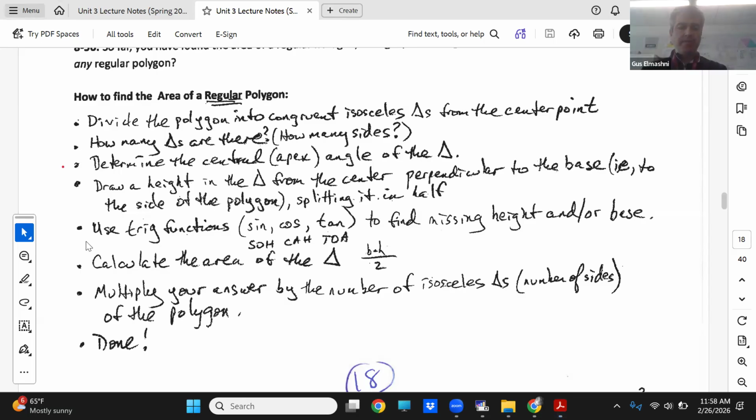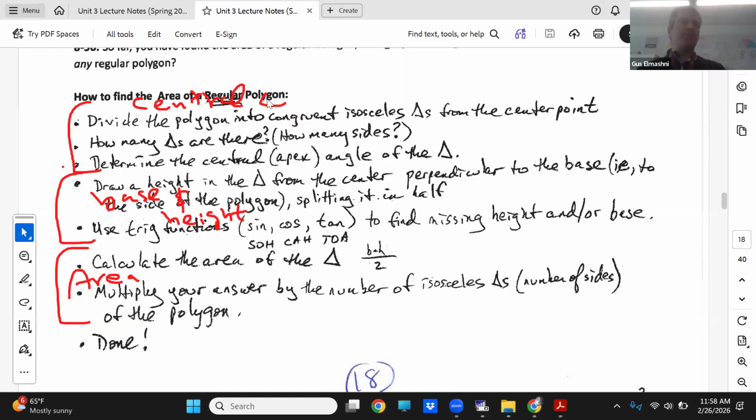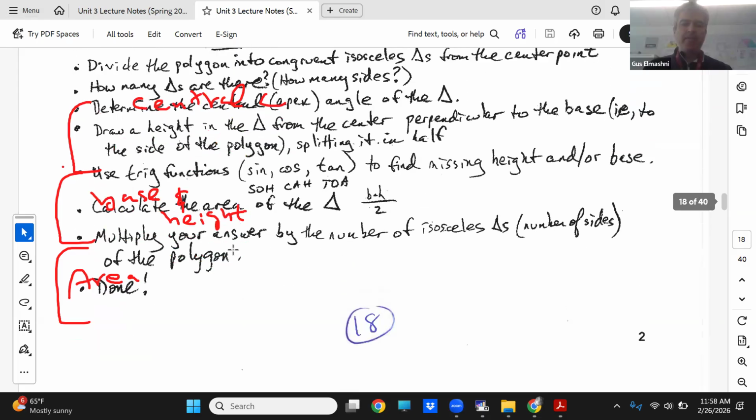So all this right here is for area. All this right here is for base and height. And this right here is to find the central angle. Honestly, central angle, base and height, area. I think these are the finer details. This is in Schoology, so it's okay. Central angle, base and height, and area.